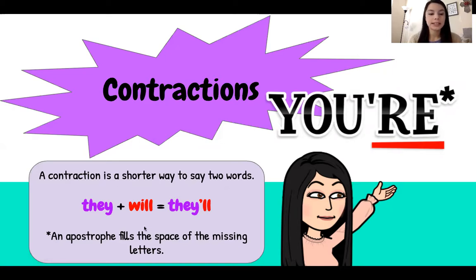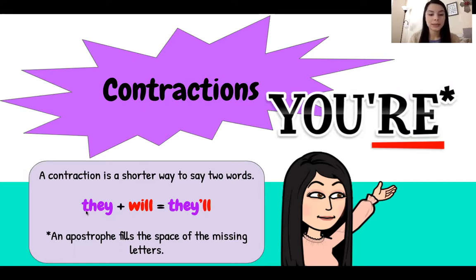So notice here in this example that I'm pointing to, we have the word they and we have the word will. We can put them together and say they'll. We can say they will be at the party this weekend. Or we could say they'll be at the party this weekend. An apostrophe fills the space of the missing letters.